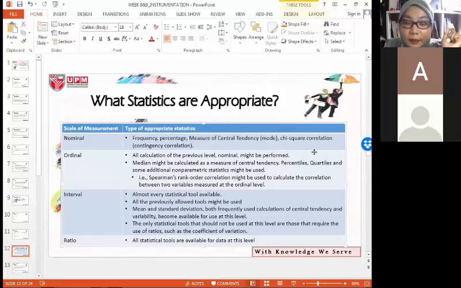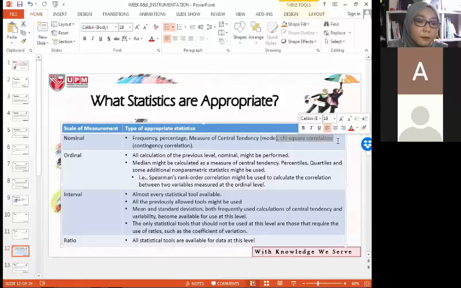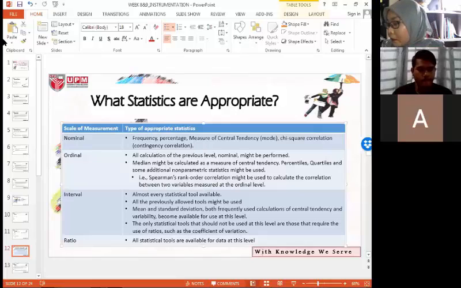Okay, and then the chi-square correlation and contingency correlation. Let's say you have the variable with nominal, it is possible for you to run the correlation, but you need to use the chi-square correlation, chi-square analysis. Okay, faham? So far faham? Faham doktor? Faham. Faham doktor.